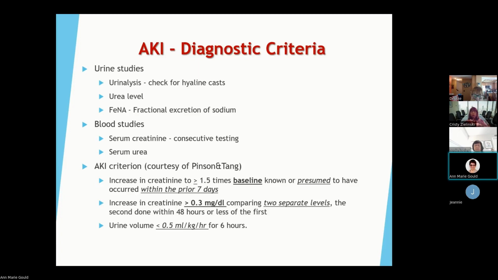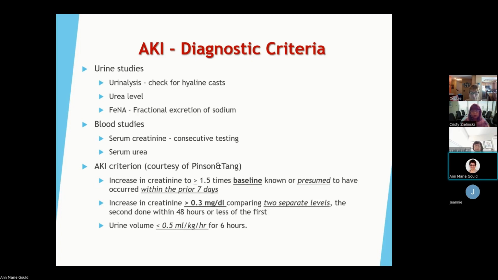I know we look at that. We usually use that more, I think, from a CDI perspective. Sometimes you may look at the creatinine comparing 2 separate levels, the second one done within 48 hours. I usually look at the 1.5 times baseline because usually we have a baseline documented. And then urine volume less than 0.5 milliliters per kilogram per hour for 6 hours.